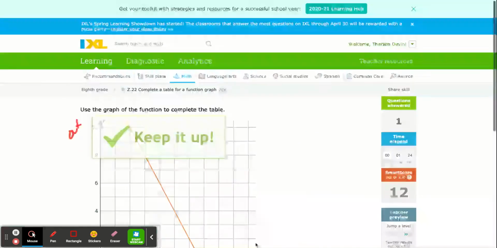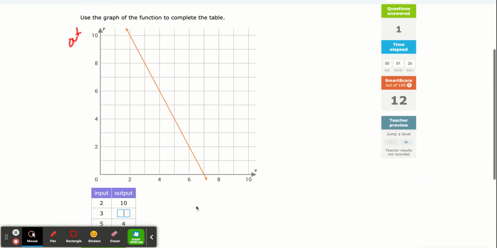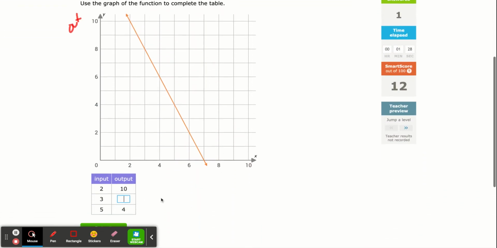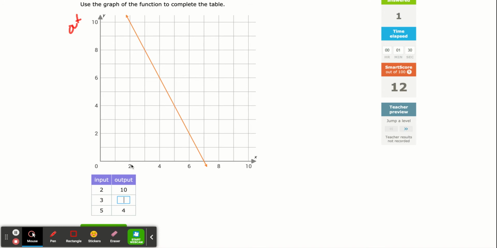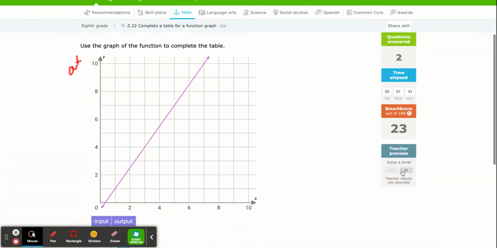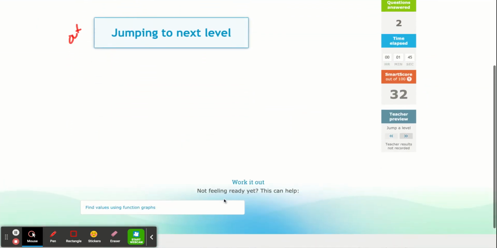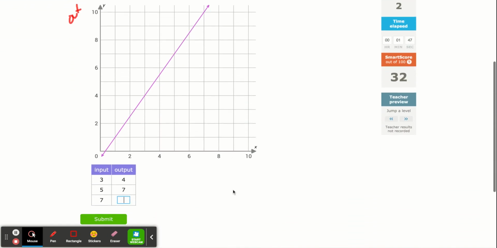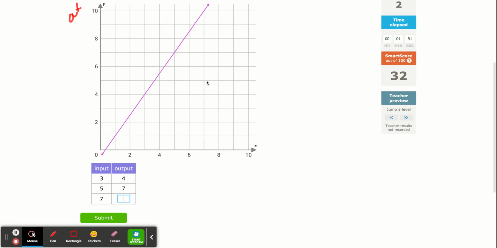But as you move forward, they're going to give you more and more missing values. Again, input is 3, so I go to 3 on the x-axis, look up till I find the function, look over to see what y value goes with it. It is 8. And as you get into higher ones, the functions will hopefully start to become nonlinear, and there will be multiple that you have to find.